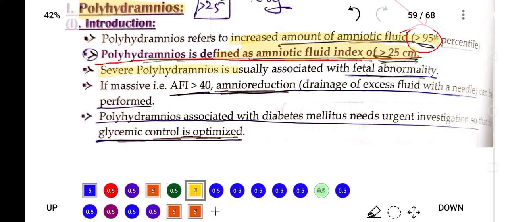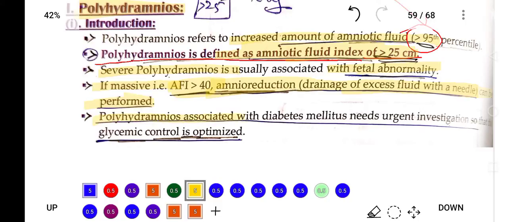Now, severe polyhydramnios is associated with fetal abnormalities. If there is massive fluid, with an amniotic fluid index greater than 40, amnioreduction, drainage of excess fluid with a needle, is performed in order to decrease that amniotic fluid quantity.